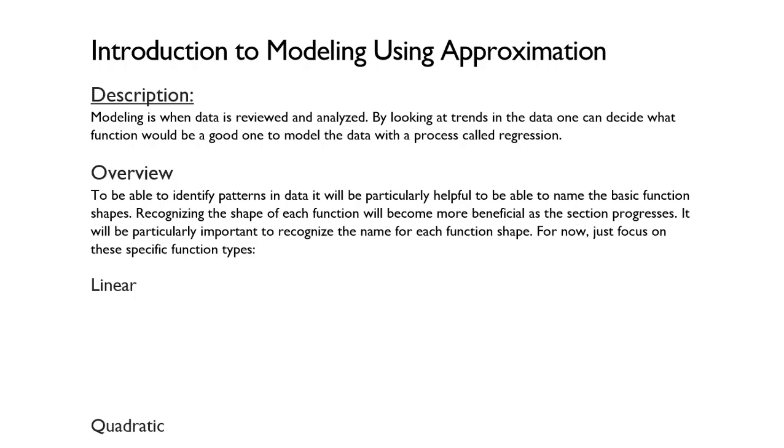Modeling is when data is reviewed and analyzed. By looking at the trends in the data, one can decide what function would be a good one to model the data with, a process called regression. Now we'll talk about regression in the next section, but for now, to be able to identify the patterns in data, it will be particularly helpful to be able to name the basic function shapes.